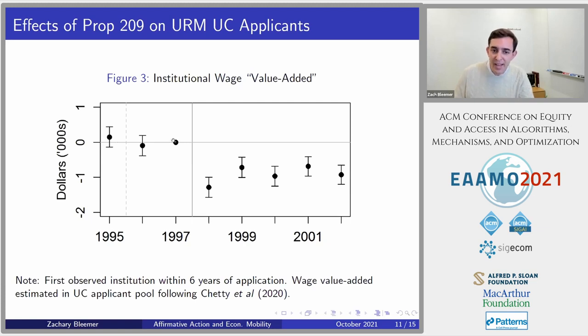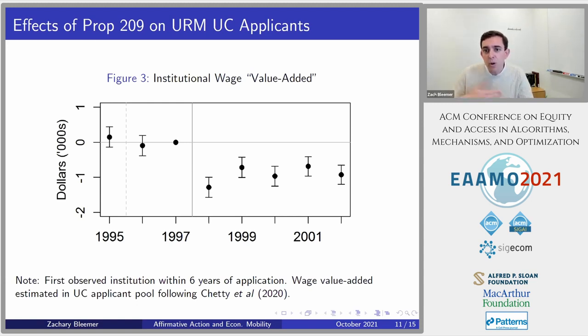You can see that leading up to the ban, there was no change relative to the year prior to the ban in these students' institutional wage value added. This is a measure of the quality of university that these students are enrolling at, following a paper by Raj Chetty and co-authors last year. But in 1998, you can see this substantial decline in Black and Hispanic students' institutional wage value added, which is to say, on average, Black and Hispanic students are enrolling at lower value-added universities, universities that on average led their graduates to earn about $1,000 less each year than they would have otherwise.